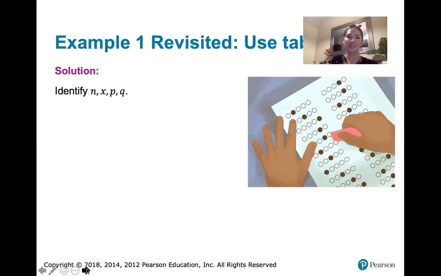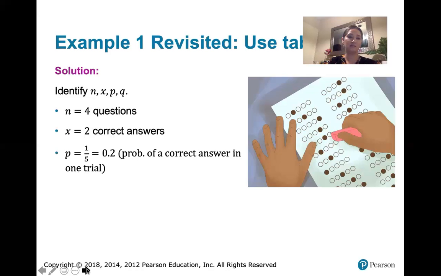So first we have to identify n, x, p, and q. So we've got 4 questions that we're guessing on. We want to know what the probability is of getting exactly 2 of those correct. So there will be 2 successes in those 4 trials.